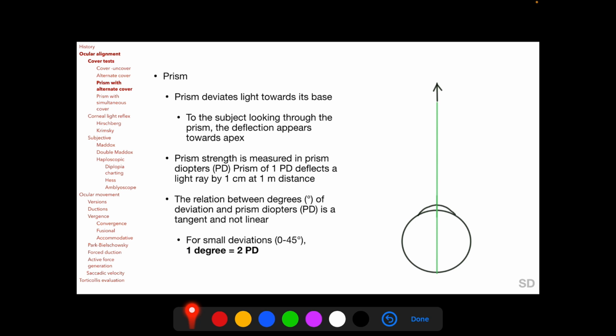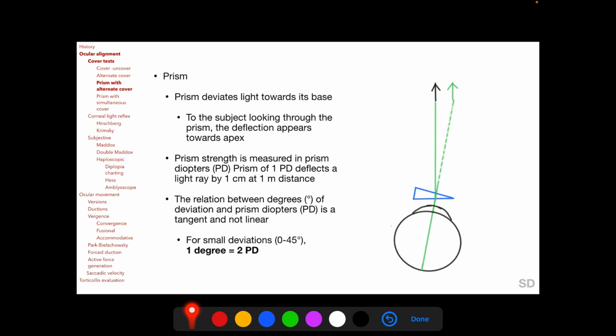When a light ray passes through a prism, the light ray is deviated towards the base of the prism. So in this diagram we see a target on which the subject fixates, so the light ray from the target passes through the nodal point of the eye and to the fovea. Now when we position a prism in the path of that light ray, the light ray is deviated towards the base of the prism, and to the subject it appears that the target has shifted towards the apex of the prism.